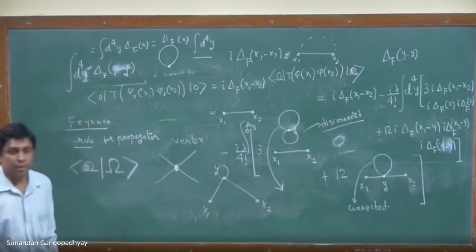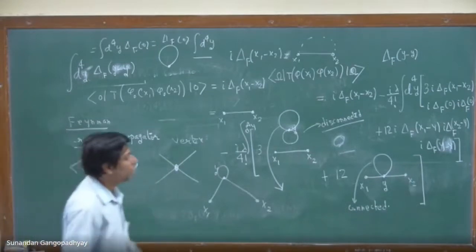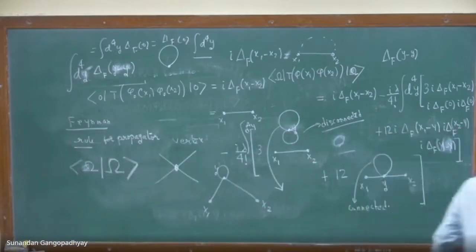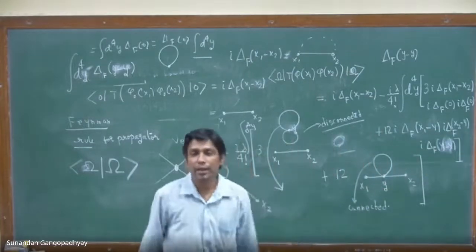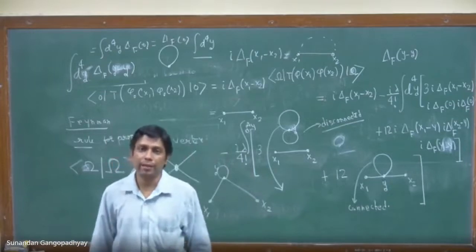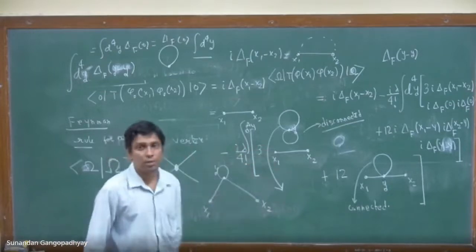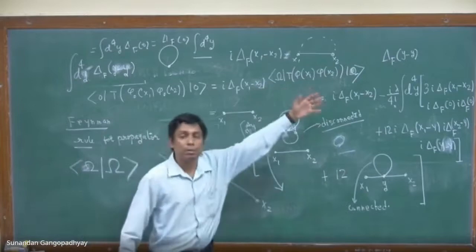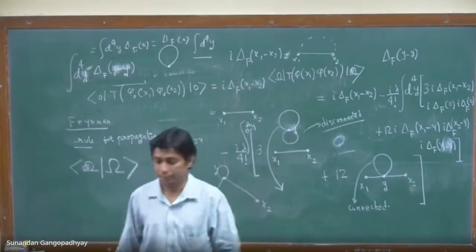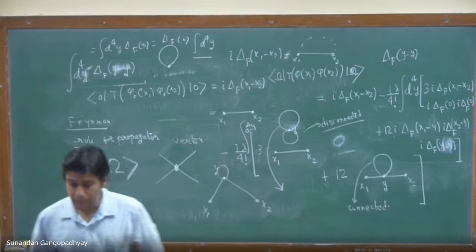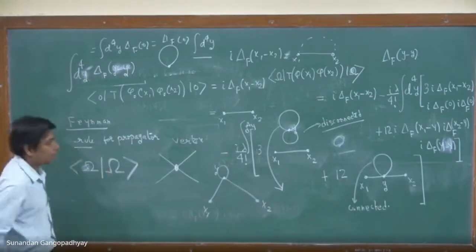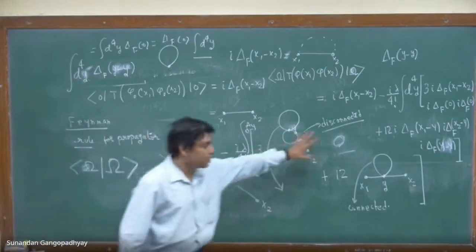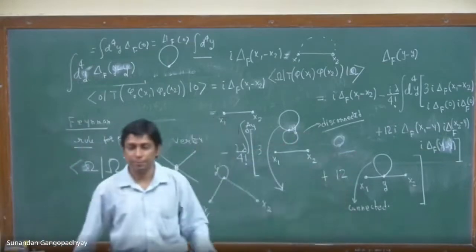Now if you are ambitious enough, you can try and calculate the correction up to order lambda squared also, and see what kind of diagrams you need to take. If you include corrections of lambda squared, then this interacting field propagator will be accurate up to order lambda squared. So you should go ahead and do that calculation. But for simplicity, we have kept only terms up to order lambda.